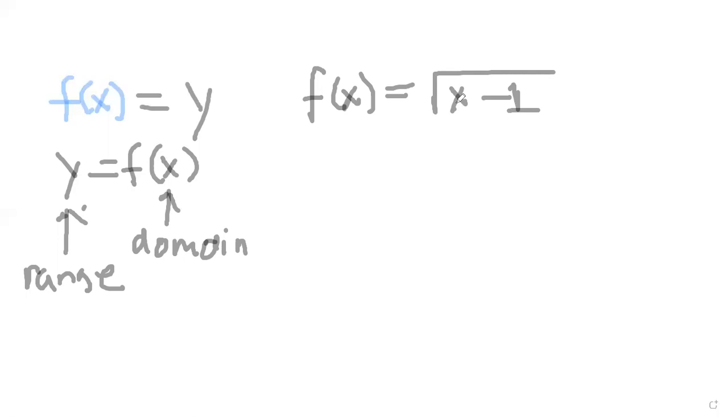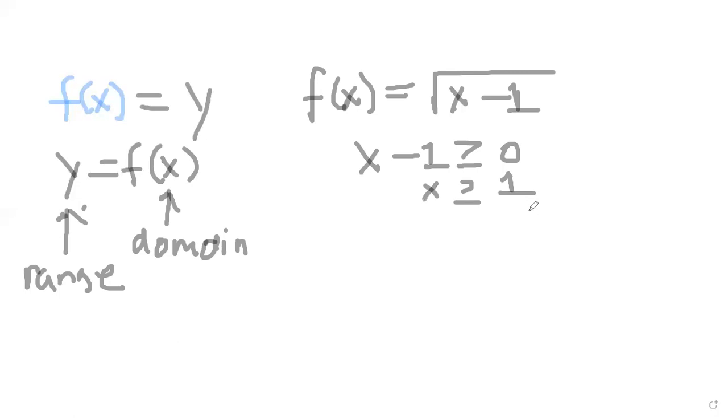So we know that the expression under the square root has to be greater than or equal to 0. So we conclude that x minus 1 has to be greater than or equal to 0. Solve the inequality, and we get x greater than or equal to 1. That is our domain.